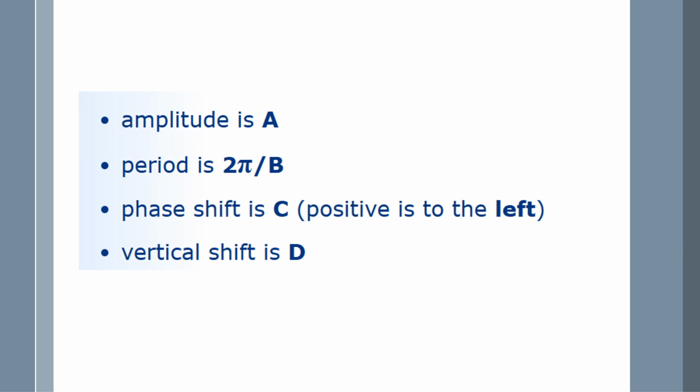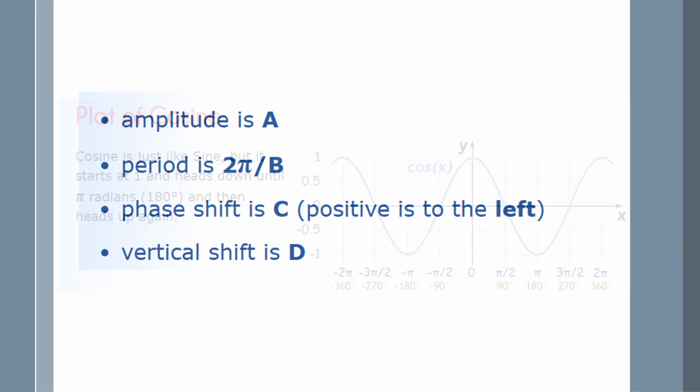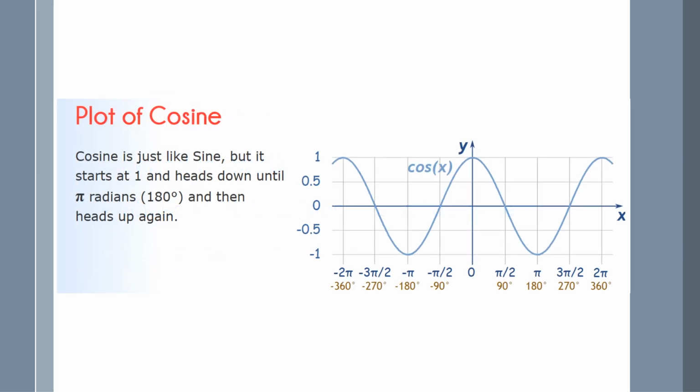But that period, 2 pi over b, that's something you're going to have to know about, but I have a better way of explaining that. Alright, so this is what the cosine graph looks like. Cosine is just like sine, but it starts off at 1 and heads down until it hits pi, or 180 degrees, and then it heads back up.